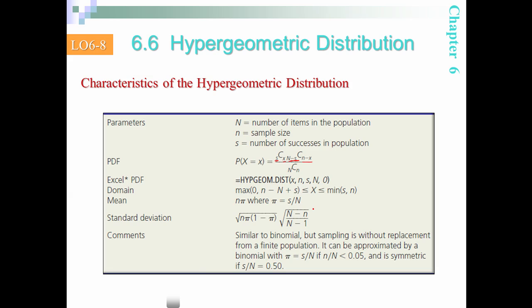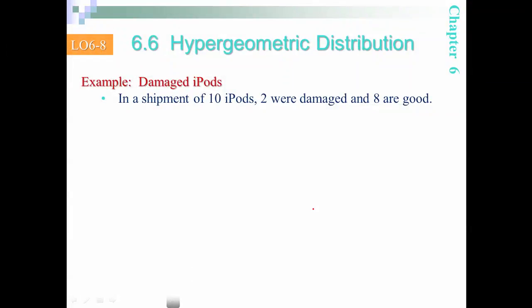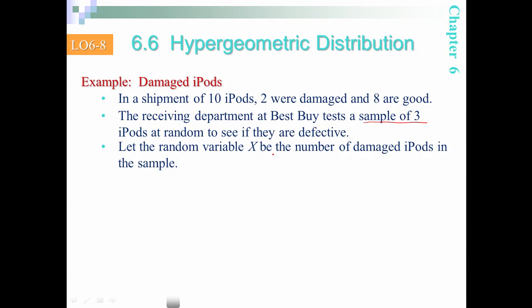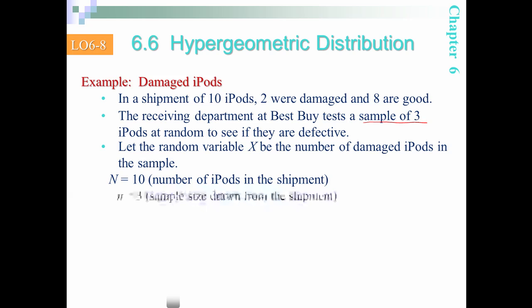And so let's look at an example. We've got a shipment of 10 iPods, and we know that 2 are damaged and 8 are good. And the receiving department at Best Buy says, well, we're going to test the shipment, and we're going to do that by taking a sample of size 3, and we'll see how many of those are defective. So we're going to say X is the number of damaged or defective iPods in the sample. So the parameters we have are capital N is 10, that's the number of iPods. Lowercase n is 3, that's the sample size.